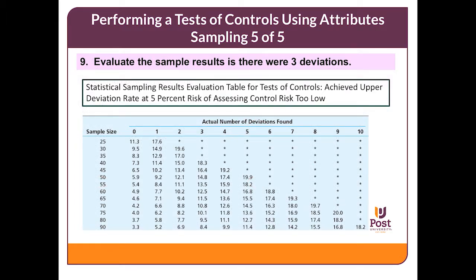You could go to a second table to determine exactly what your achieved upper deviation rate at 5% risk of assessing control risk too low is for 3 deviations. Use sample size of 65 and number of deviations 3. As you can see, the achieved deviation rate is 11.5%. This would cause the auditor to increase their assessed level of control risk in this area and modify the nature, extent, and/or timing of their substantive testing.